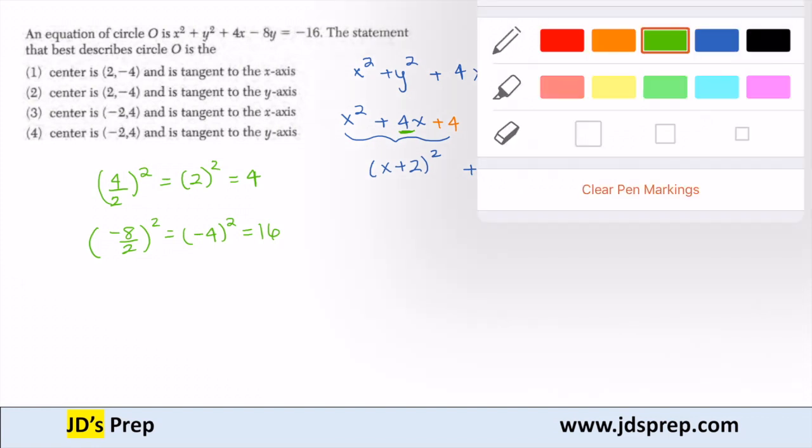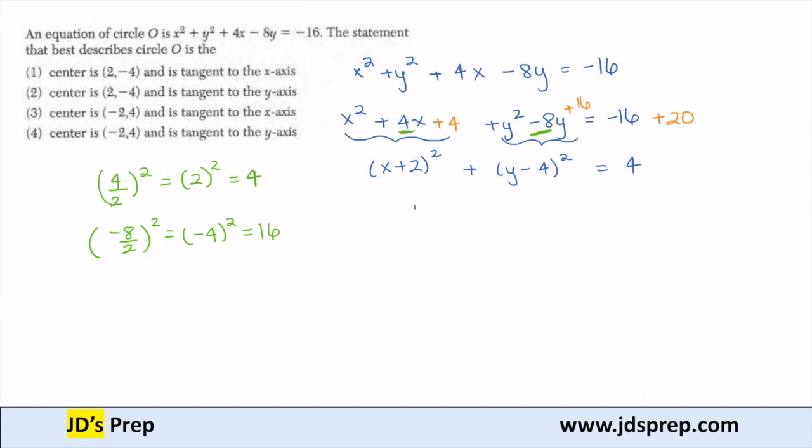Okay, so now we can identify the center and the radius. The center of my circle, right? Take the opposite sign, so negative 2, positive 4 in the center, and my radius is the square root of 4, which is 2. So now that I know my center, I can eliminate options 1 and 2, because my center is negative 2, 4. And this has a radius of 2.